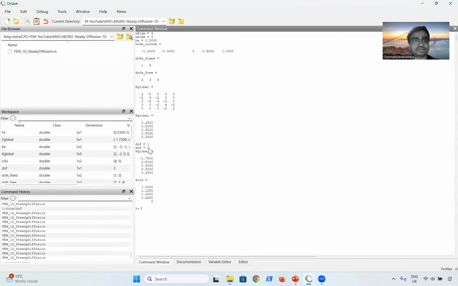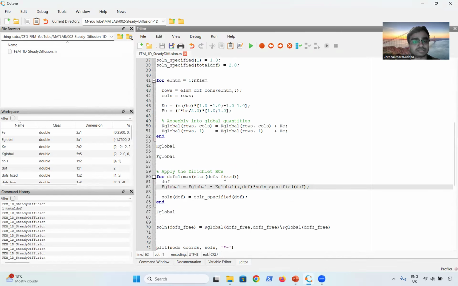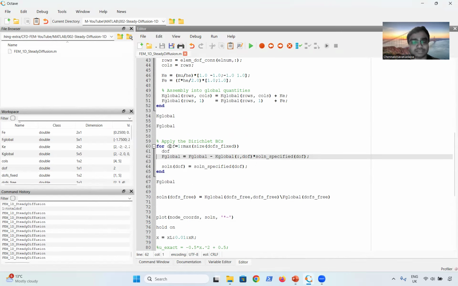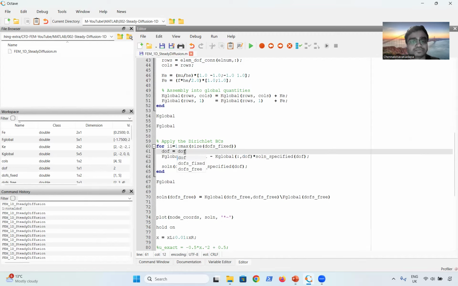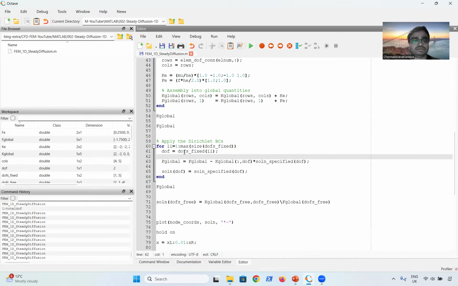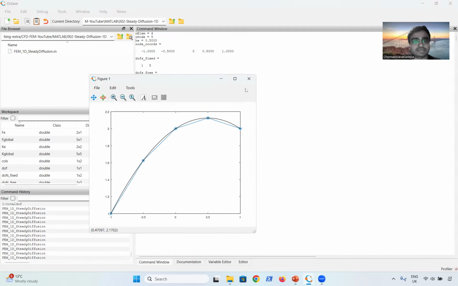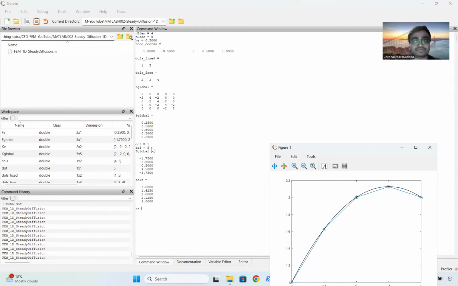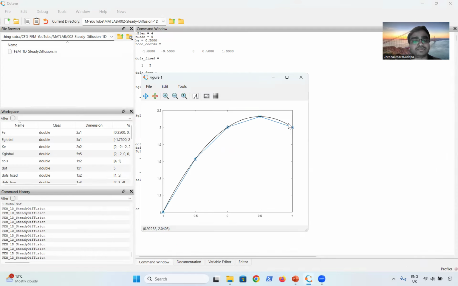So DOF 1, DOF 2. 2 is not correct, so that's not right. So the mistake here is, I have this, but that's not DOFs. DOFs is this one. Now it should work fine. So here the DOFs are 1 and 5, not 1 and 2. After fixing this, our solution matches.